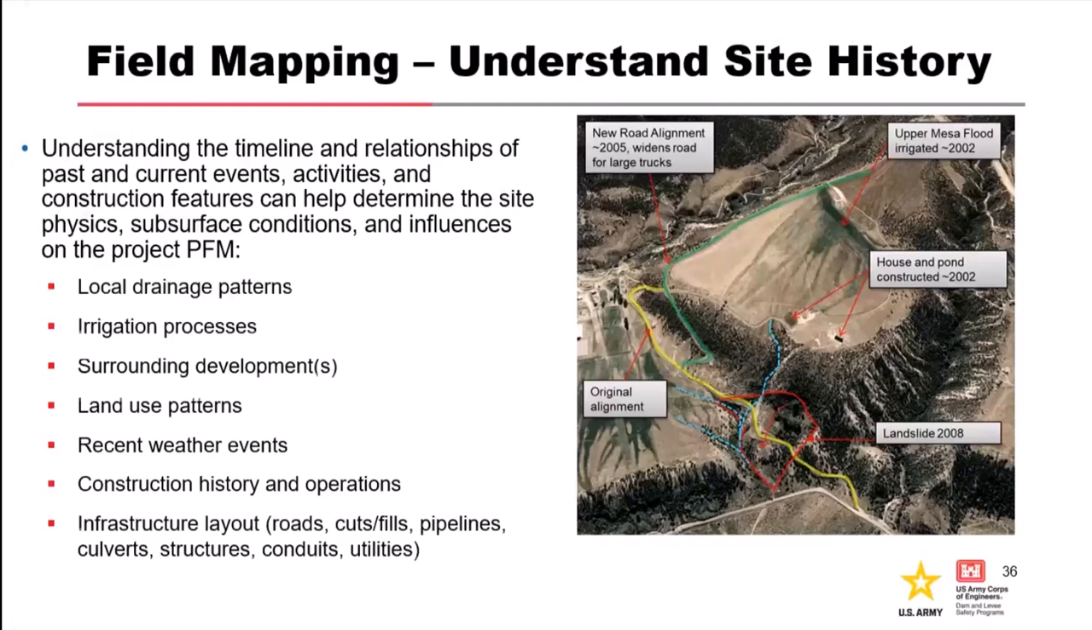Other surrounding developments, land use patterns, and runoff patterns from a development are sometimes really critical. What's happened over recent weather events? Are there little debris flows or smaller rock slides or rock off a cut slope? Does that relate to weather events, or does it relate to something else? Is it seasonal? Construction history, infrastructure, layouts: where are roads, cuts, fills, pipelines, culverts, structures? Even a road culvert might help you answer a question that comes up later on.